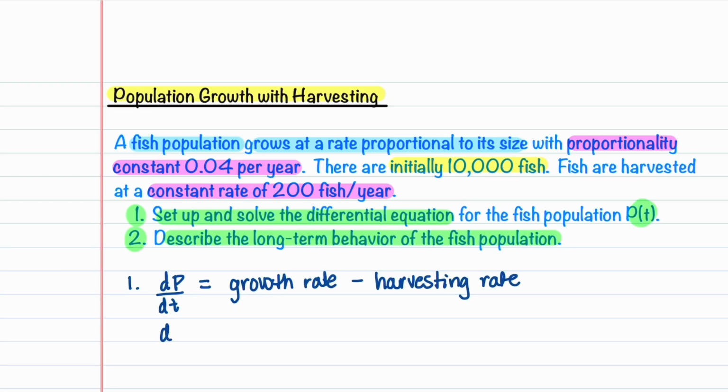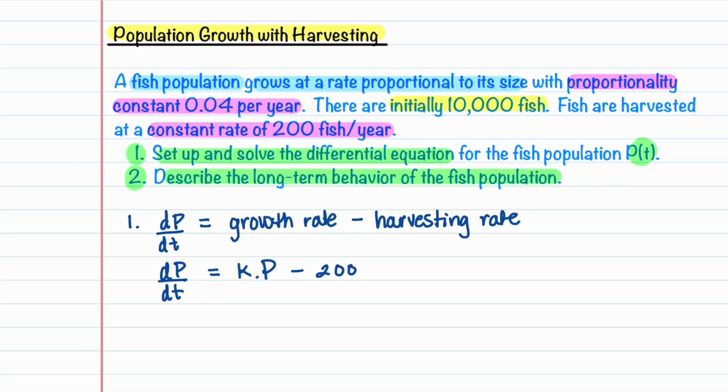We are told that the population grows at a rate proportional to its size. So the way we write that mathematically is we have a proportionality constant k, and then we have a p. That just means that the rate dp dt is proportional to p. And then we subtract off the harvesting rate, which we're told is 200 fish per year. So we just subtract off 200.